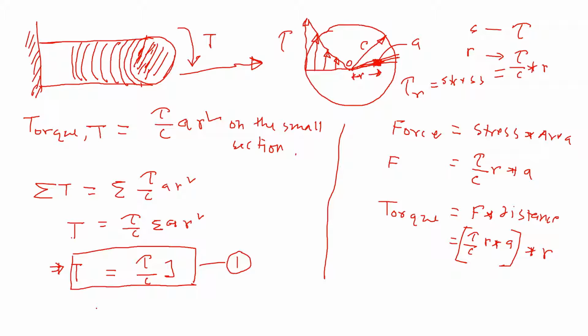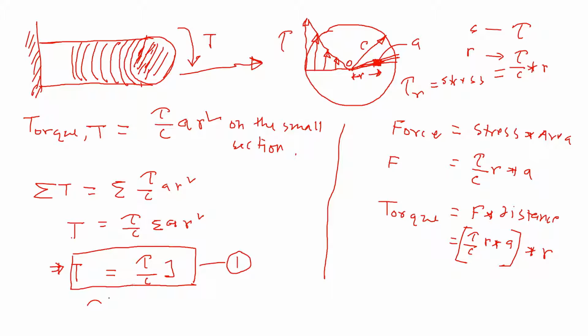Now, say for example, we are interested in calculating shear stress instead of torque, and torque is given. Then we can solve for shear stress. That will be T C by J, like that. So that will be our equation number 2. Let me see if I have enough space here to show that design equation.